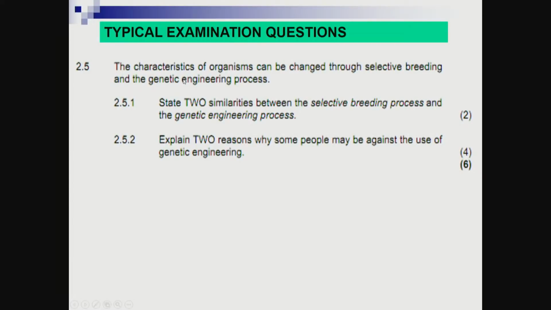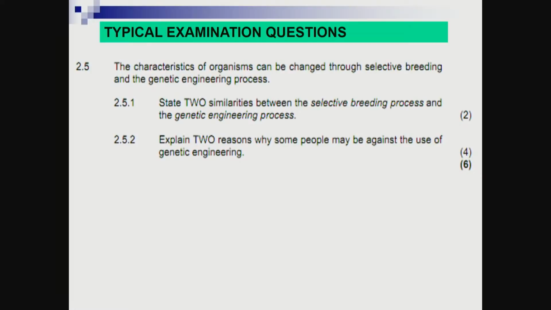So the characteristics of an organism can be changed through selective breeding and the genetic engineering process. Name two similarities between selective breeding and genetic engineering. Remember, humans are the selective force, and it's to satisfy human needs.